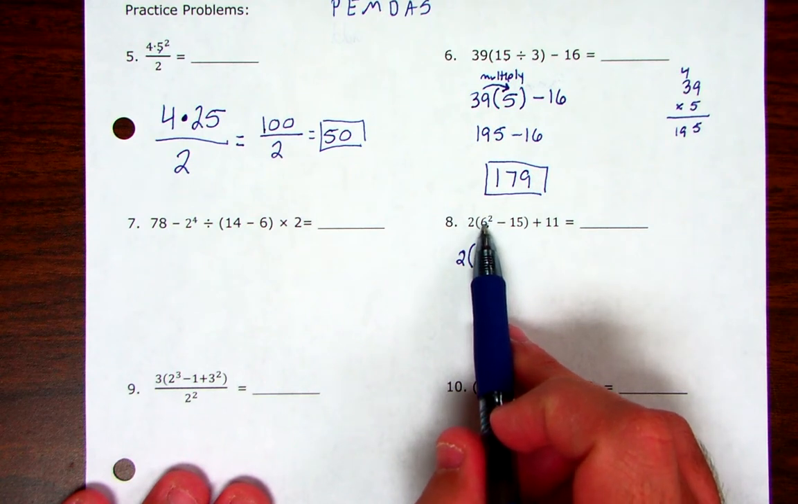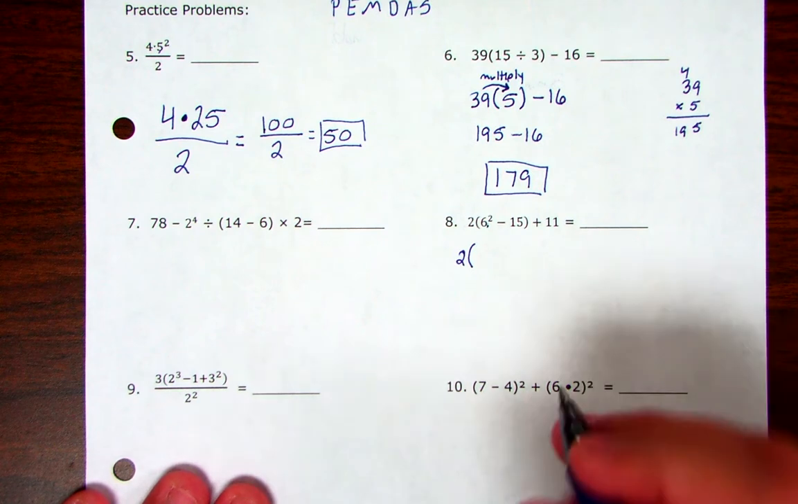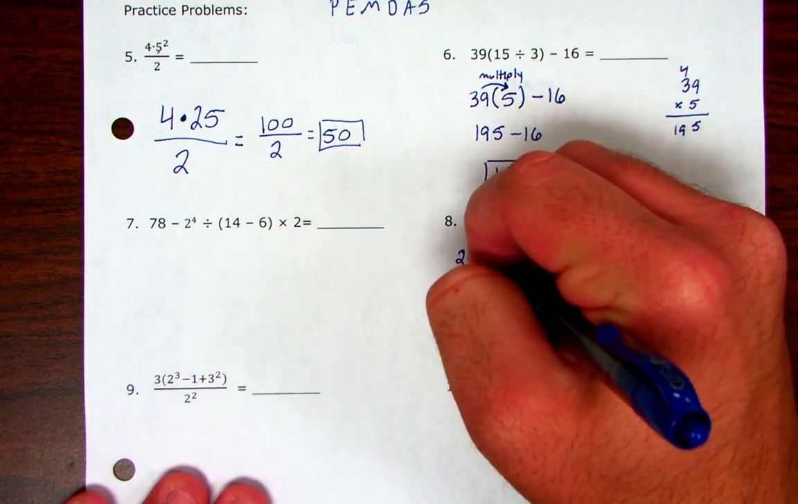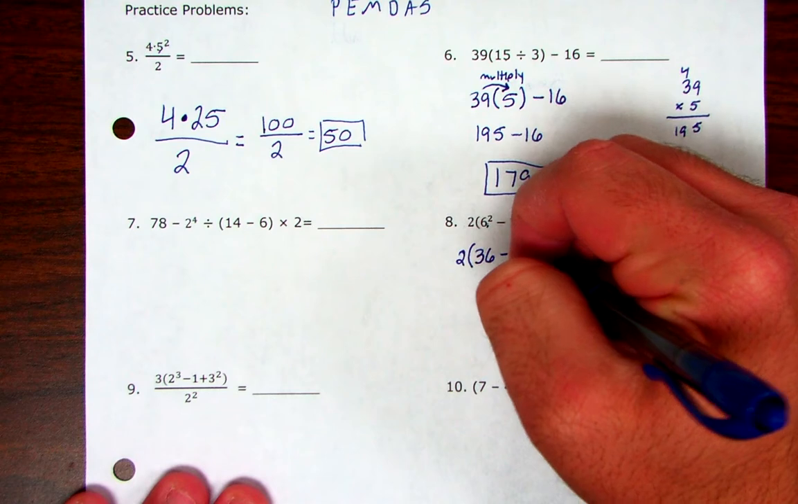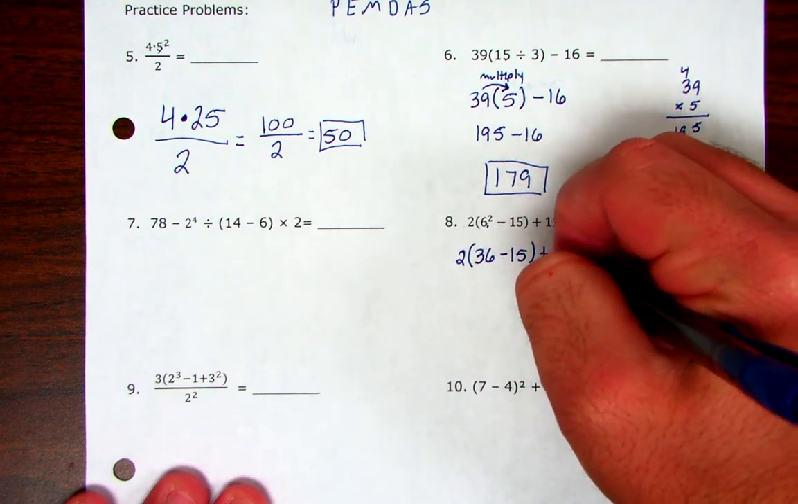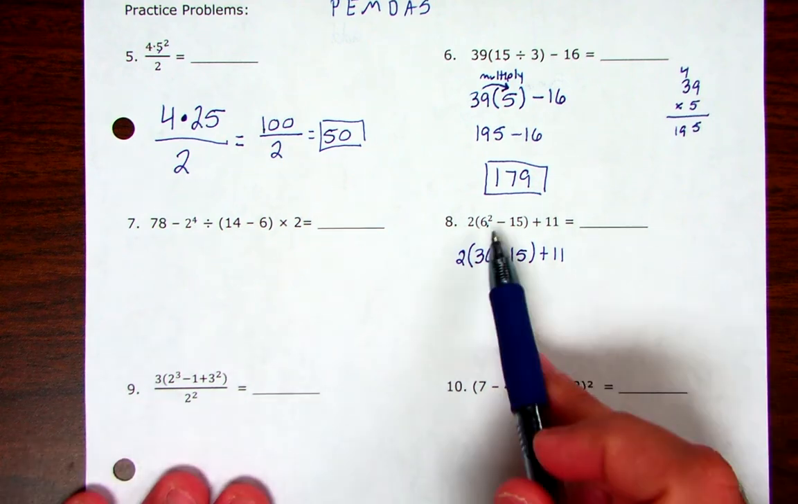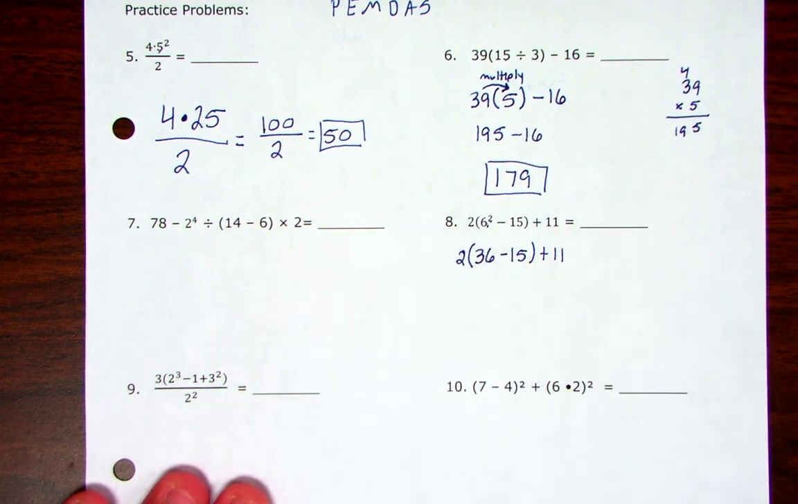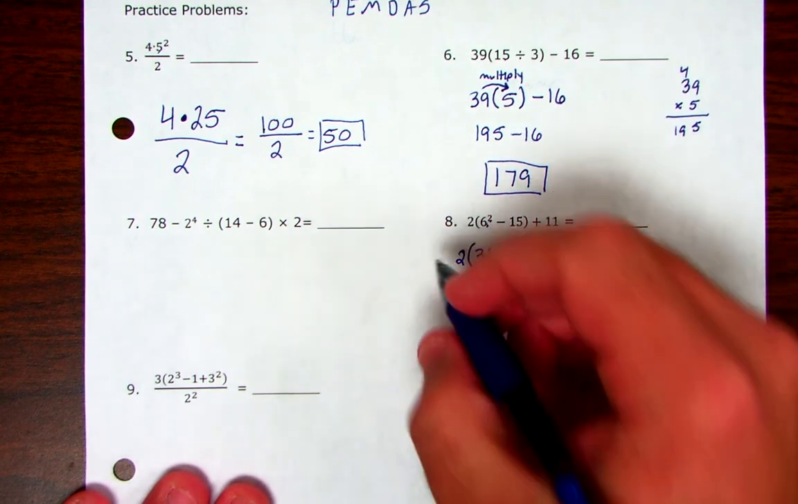So what is 6 squared? What is 6 times 6? Well, that is 36. Bring down the minus 15. Close your parentheses. And plus 11. So that was the first step inside the parentheses. I got rid of the exponent. Now, do I still have work inside the parentheses? Yes, I do. It's right there.